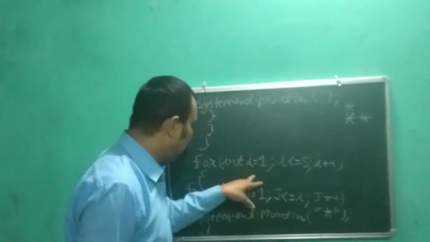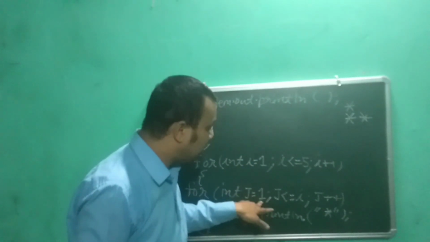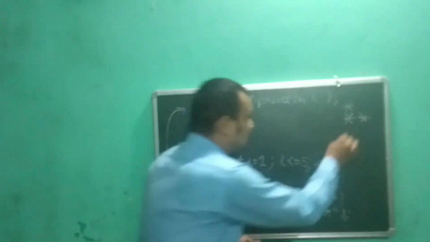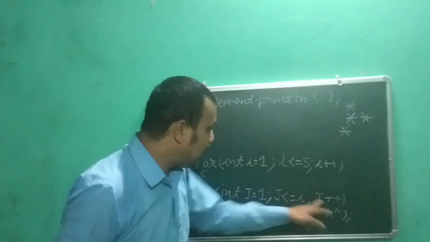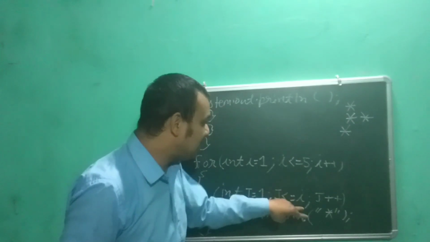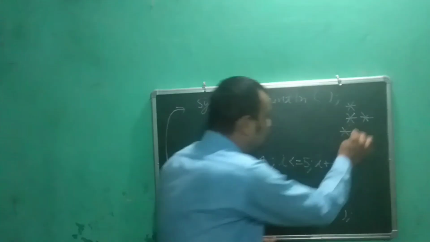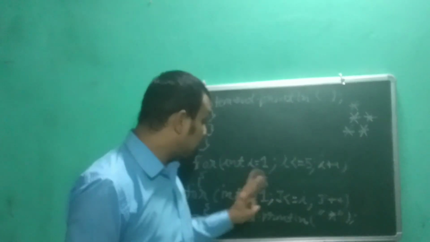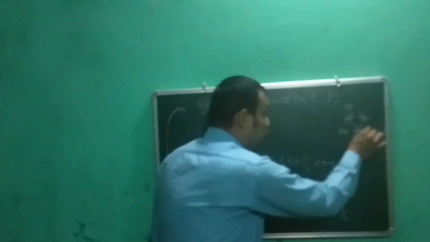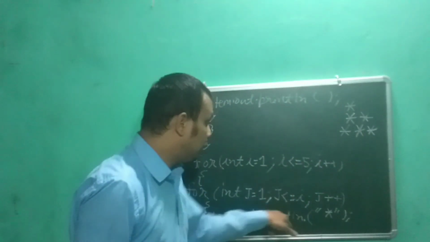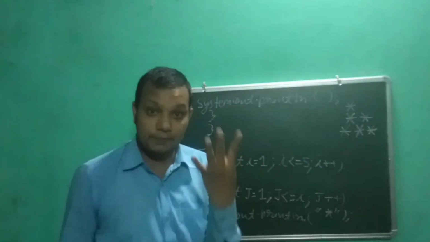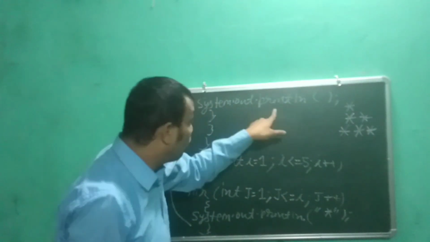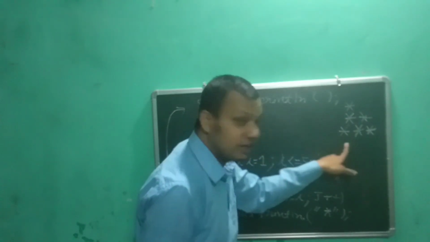i++. i becomes 3. Come down. Again j equals 1. 1 is lesser than 3. Condition true. Print a star. Then j++, 2. 2 is lesser than 3. Condition is true. One star. j++. j becomes 3. 3 is equal to 3. True. Print a star. j++. j becomes 4. 4 is lesser than 3? False. Then it goes here. Line changes. Cursor comes here.